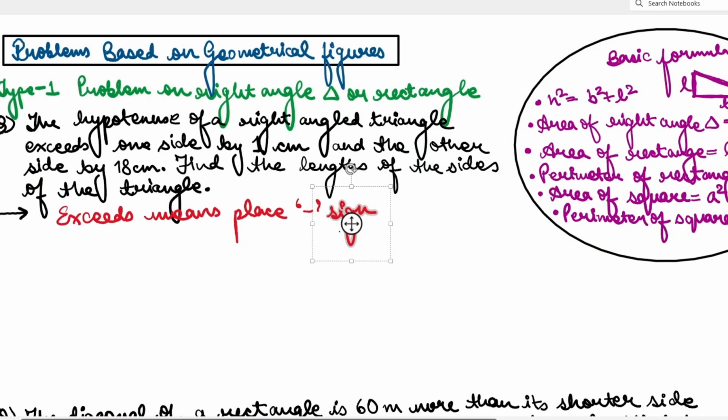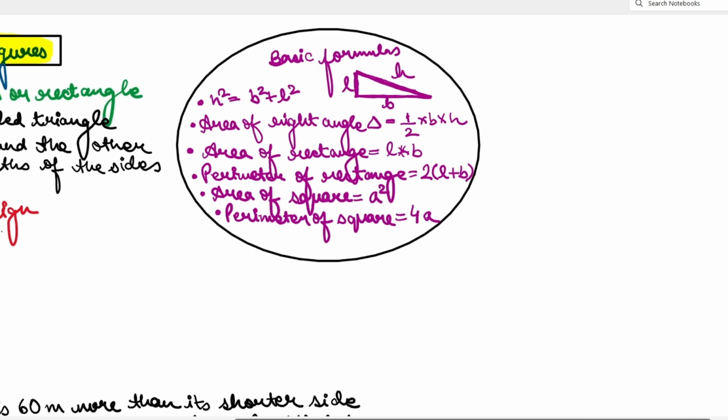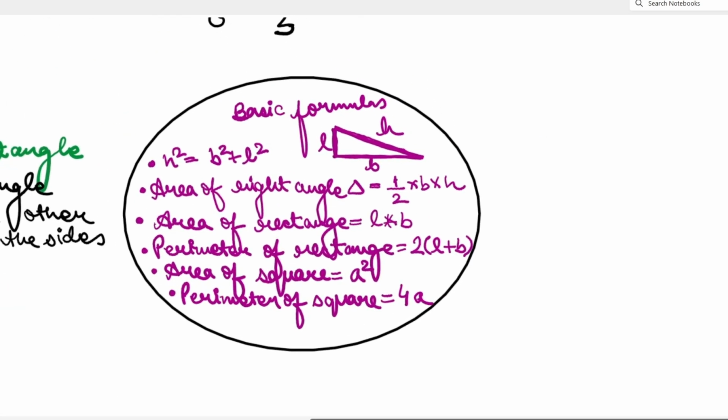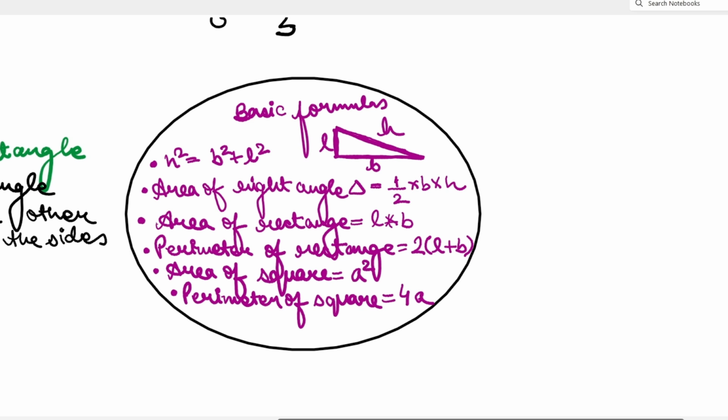Okay. Now moving on to the next topic, that is problems based on geometrical figures. Before moving on to the type 1 question, we'll first have a glance at the basic formulas. So what are the basic formulas? If you have a right angle triangle, then one of the formulas is called the Pythagoras theorem. That is, hypotenuse square is equal to base square plus height square.